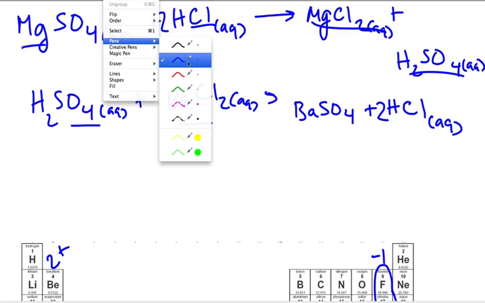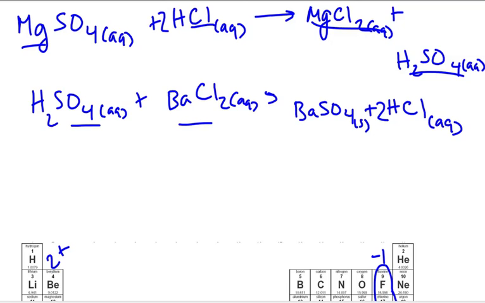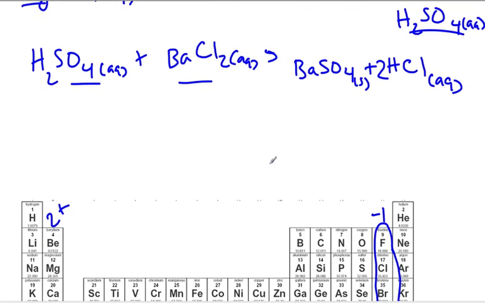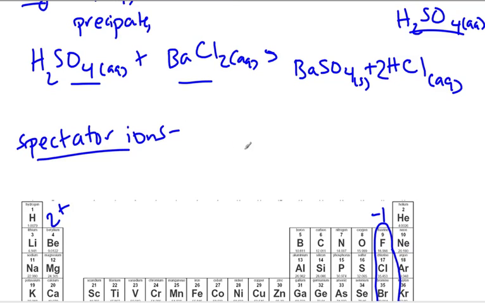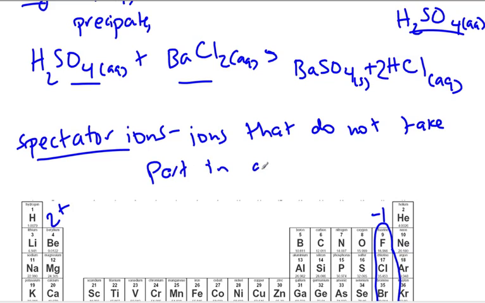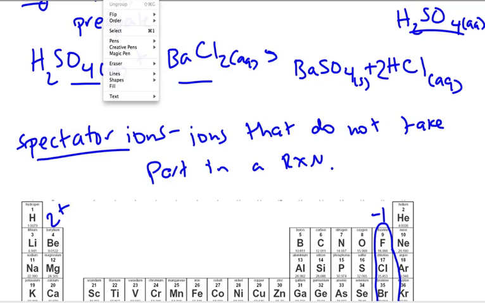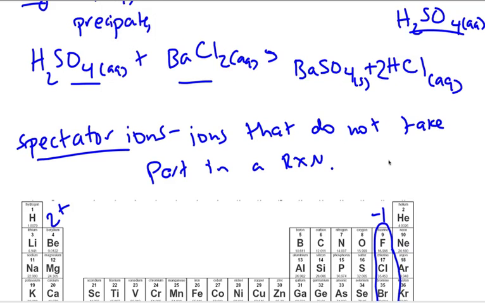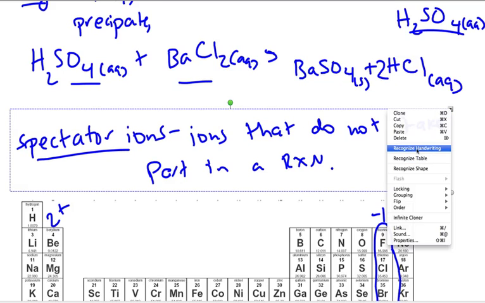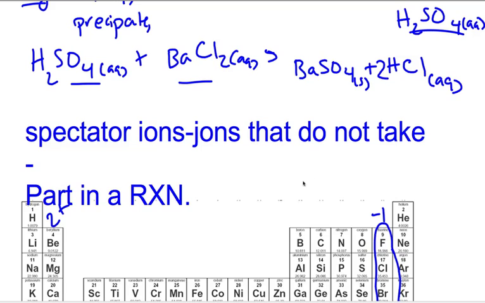Now, let's say we have to write a net ionic equation, and this is a solid. A net ionic equation is basically saying, when we have spectator ions, we write that. We have precipitate. That's one term. Recall what that means. And then we have something called spectator ions. And spectator ions are ions that do not take part in a reaction. Now let me see if I can write that a little bit better.